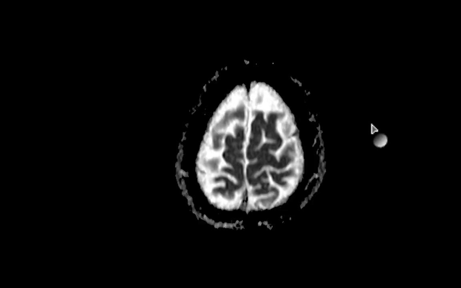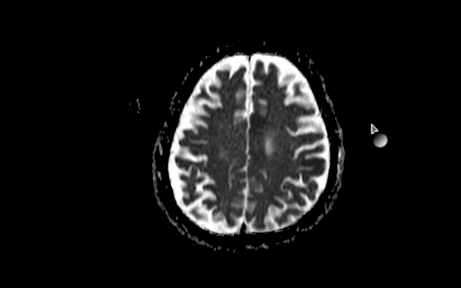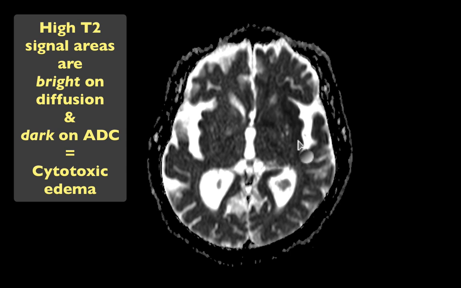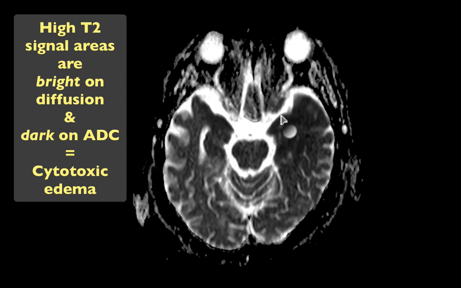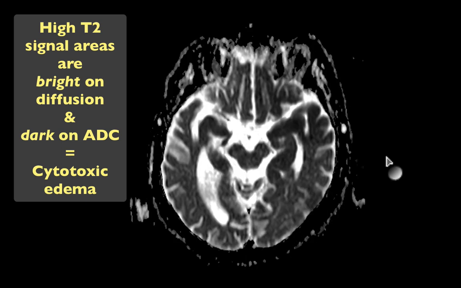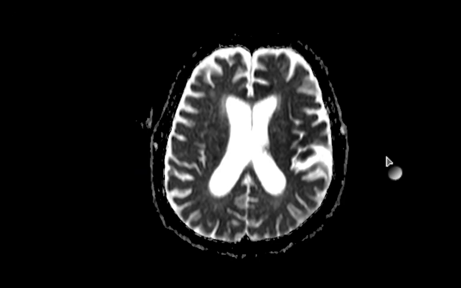To decide whether the changes that we saw on T2, FLAIR, and on diffusion are related to cytotoxic or vasogenic edema, let's correlate what we saw with the ADC map. On the ADC map, you could see that the areas of involvement are dark. As you go to the more involved region, the darkness is more appreciated here in the insular ribbon as well as in the medial temporal lobes. And this is a hint of the cytotoxic nature of the edema involving the abnormal regions.